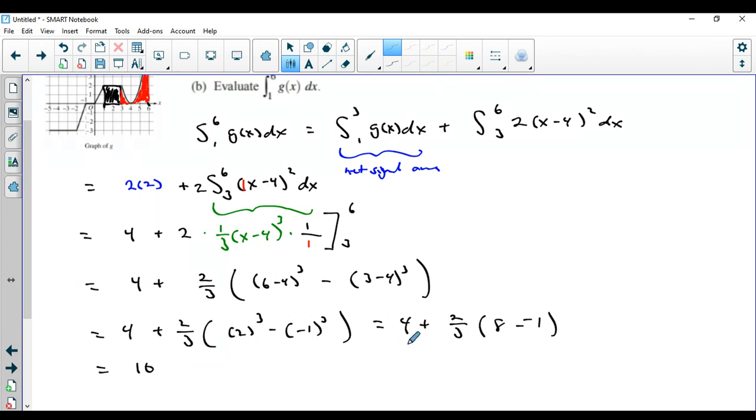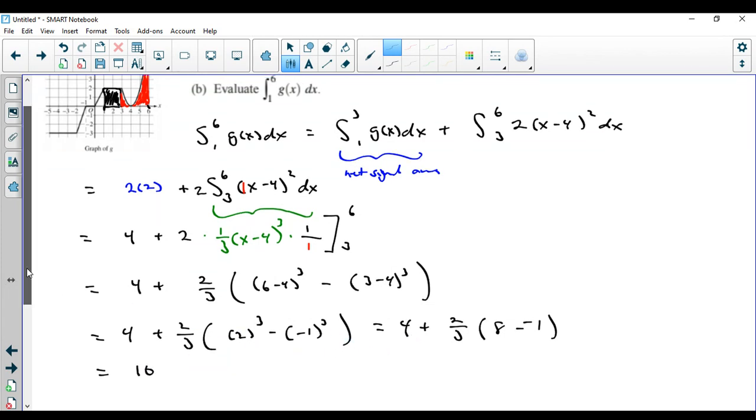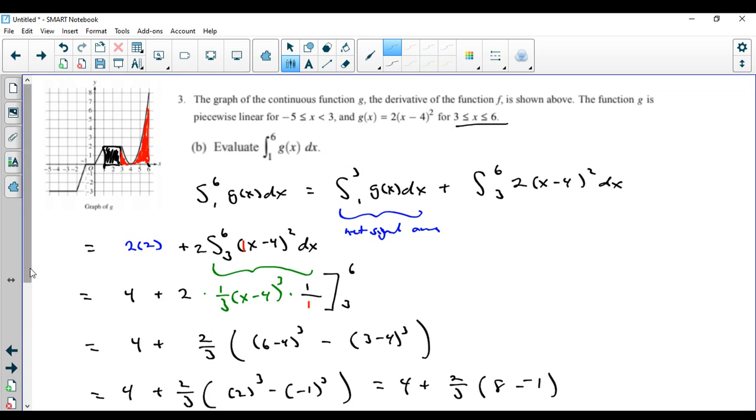Your final answer there is going to be 10. All right, so solid little stuff there. You had to break the integral up first, realize that part of it can be done using net signed area. The other part could be done using basically a linear u substitution. Not that I would do it with a u substitution, because I wouldn't.